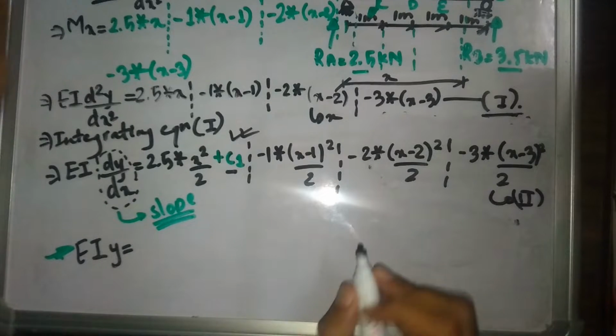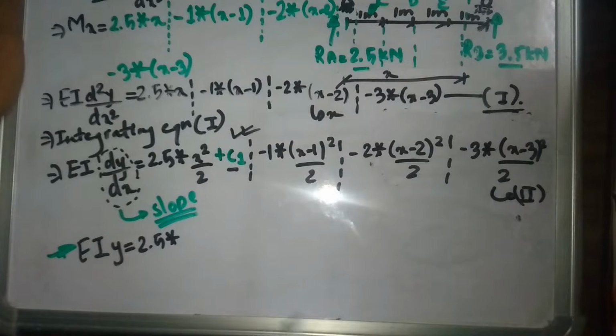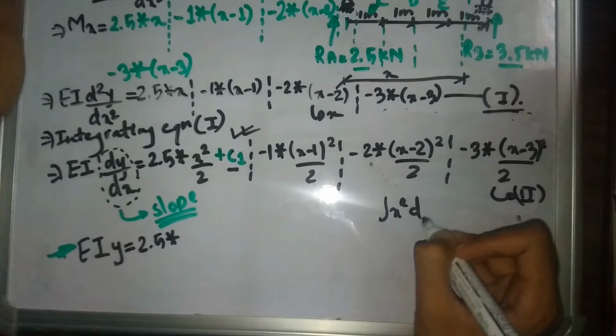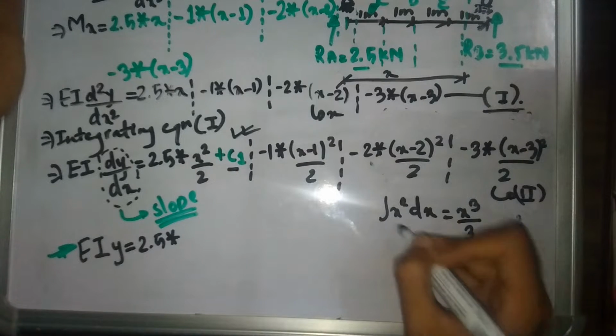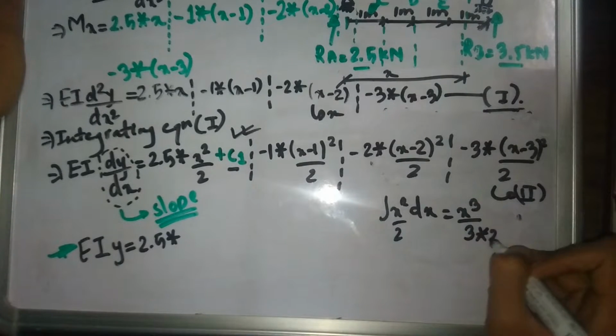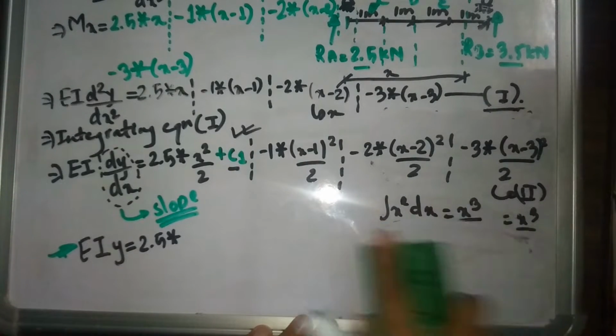So EI y equals 2.5 into x square. As you know, the integral of x square dx equals x cube by 3, but we have 2 in the denominator, so it's going to be into 2, so we're going to get x cube by 6. So we're going to get our x cube by 6.